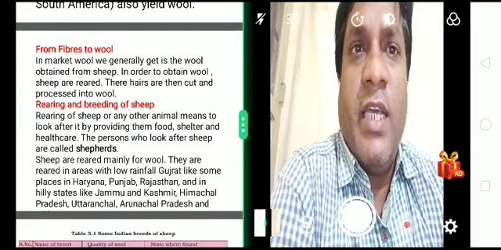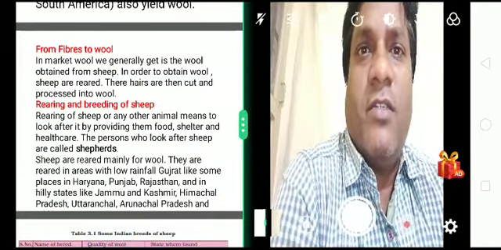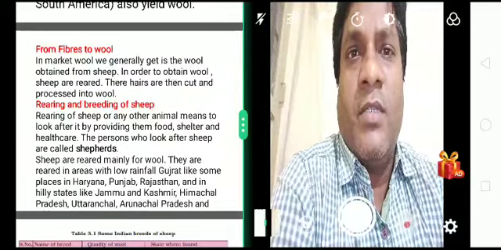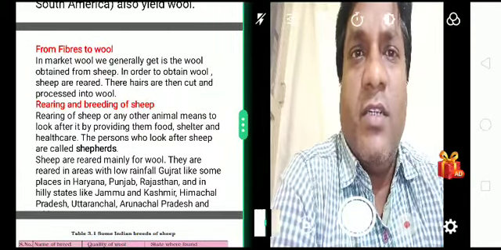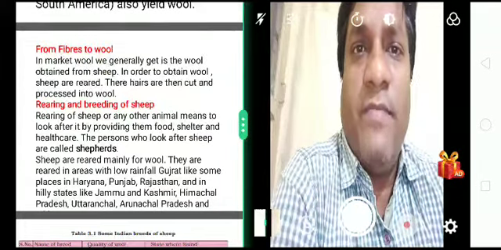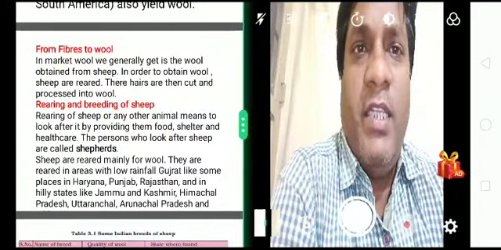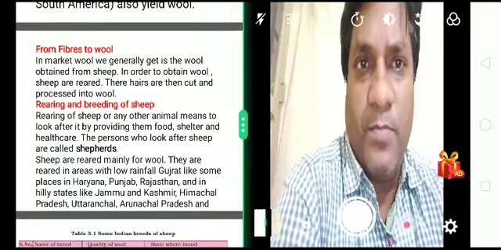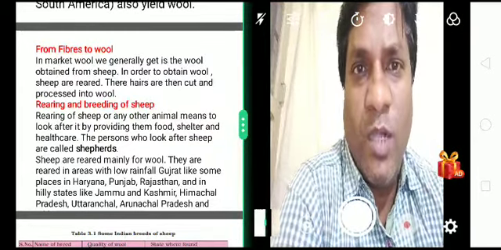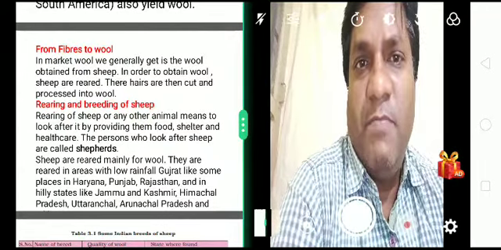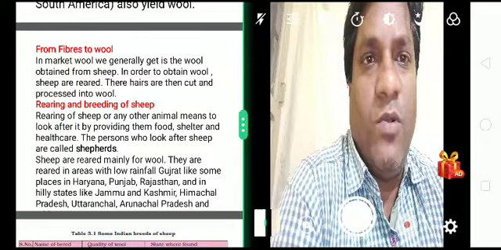Then their hairs are cut and processed into wool. Now, the rearing of sheep or any other animal means to look after it by providing them food, shelter, and health care. The persons who look after the sheep are called shepherds. Sheep are reared mainly for wool.